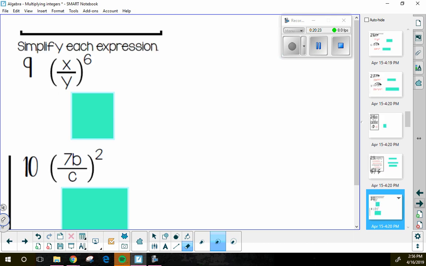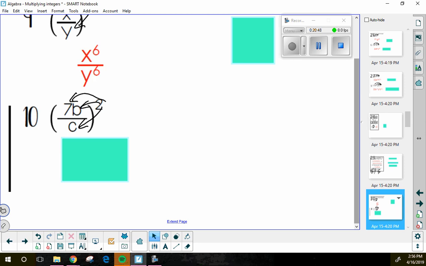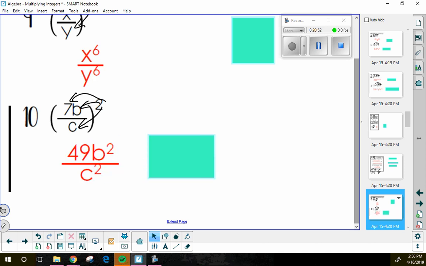Number 9. You get a 6, and you get a 6, and that's so easy because it ends up being x to the 6th over y to the 6th. It's basically the same concept. You just make sure everybody gets what's outside the parentheses. You get a 2, and you get a 2, and you get a 2. What is 7 squared? 49. B squared over C squared.